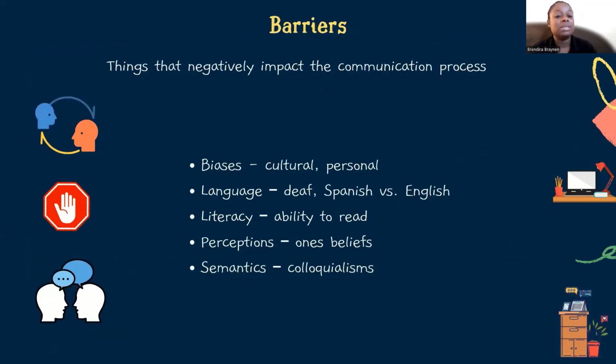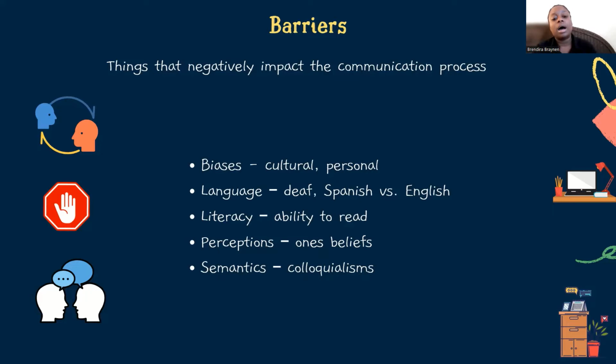Now, let's talk about something that's very important, because we know that communication is important. However, if there's something wrong in the process, the communication can't happen. We call these barriers to communication. Barriers to communication are things that negatively impact the communication process. They stop it or they make it difficult to happen the way it should.